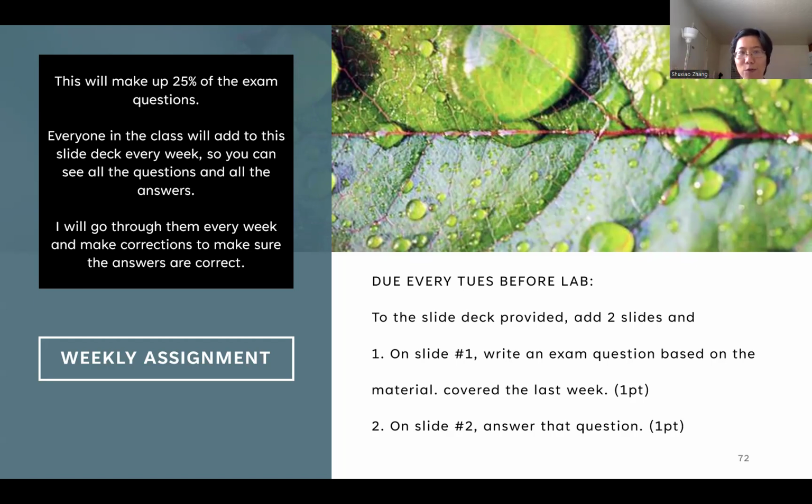And then for the exam, for 25% of the points, I'm going to randomly pick questions from the slide deck. So again, you determine what goes on your exam. Feel free to coordinate among your classmates to decide who's asking what question about what subject, okay? And I will go through the slides every week when I'm grading to make corrections and to make sure the answers are correct. So you get 2 points, but for the answer, you're only going to get your answer point if you provide the correct answer.